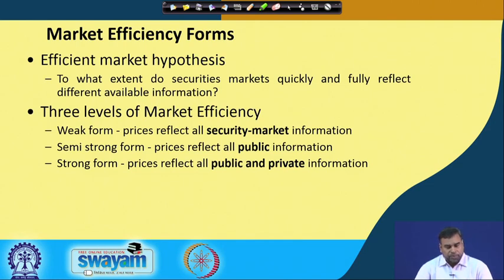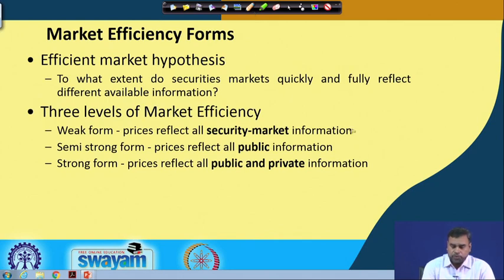Then Fama has said there are three levels of market efficiency. I already told you that the basic theme of this hypothesis is to what extent securities markets quickly and fully reflect different available information. Here Fama has talked about three levels: weak form, semi strong form and strong form. I will discuss how to define the weak form, the semi strong form and the strong form of efficiency.